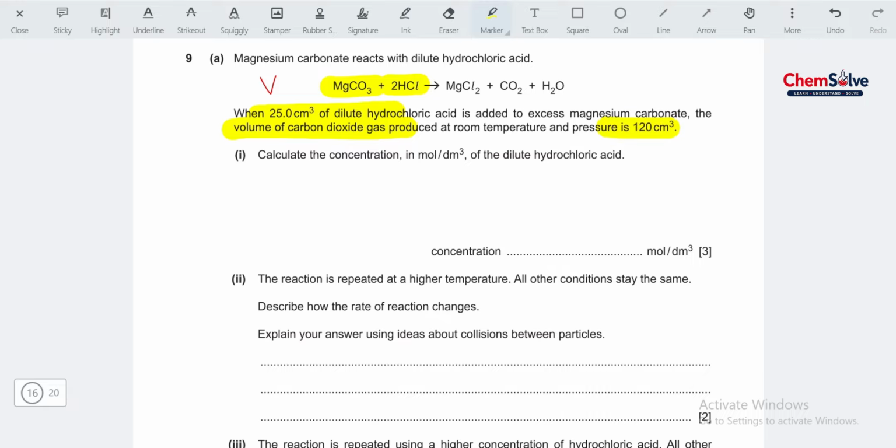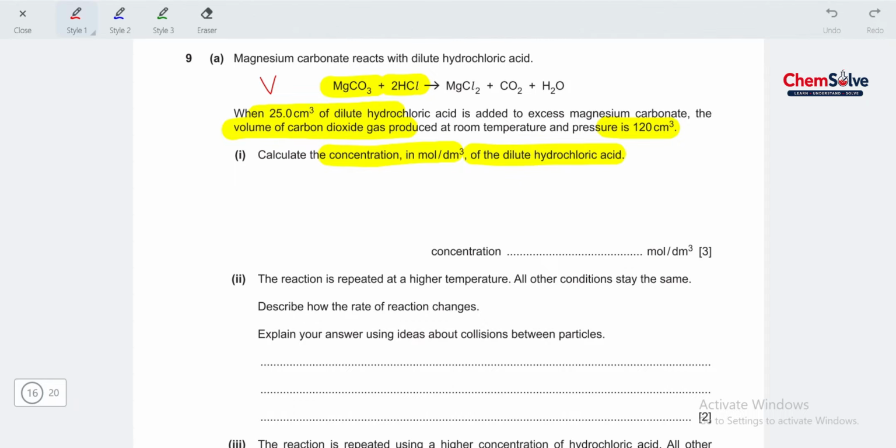Okay, so what is the examiner asking to calculate? He's asking to calculate the concentration in mole per dm³ of dilute hydrochloric acid. So eventually we need to find out the concentration of hydrochloric acid. Now look at the data provided. We are just provided with the volume of the hydrochloric acid, and we have to find out the concentration of the dilute hydrochloric acid. So according to the formula, C is equal to N over V. C is the thing that we have to calculate, and V is provided to us. This is 25 cm³.